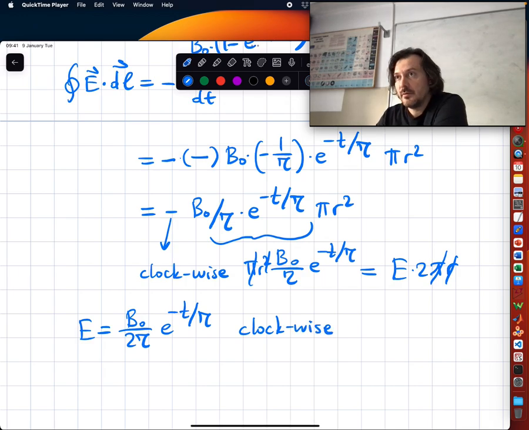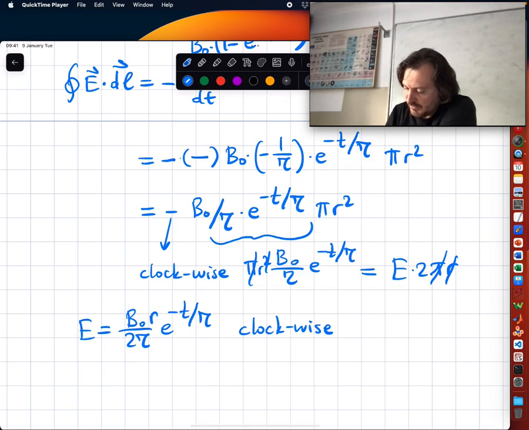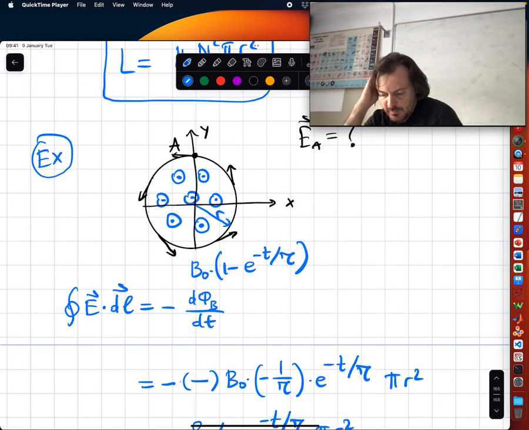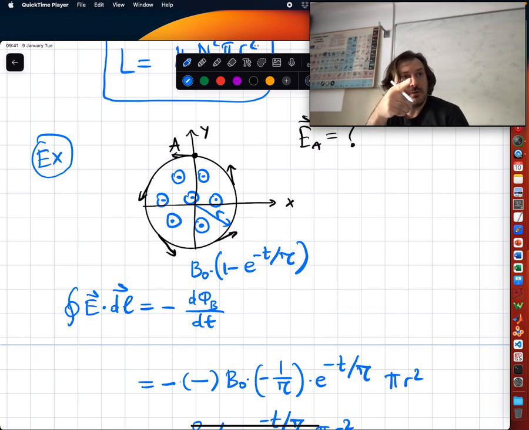One of the R's is forgotten. Yes, where is that R? Over here. Okay. Let's go with your logic. So you are saying that magnetic field is decreasing. Is that correct?